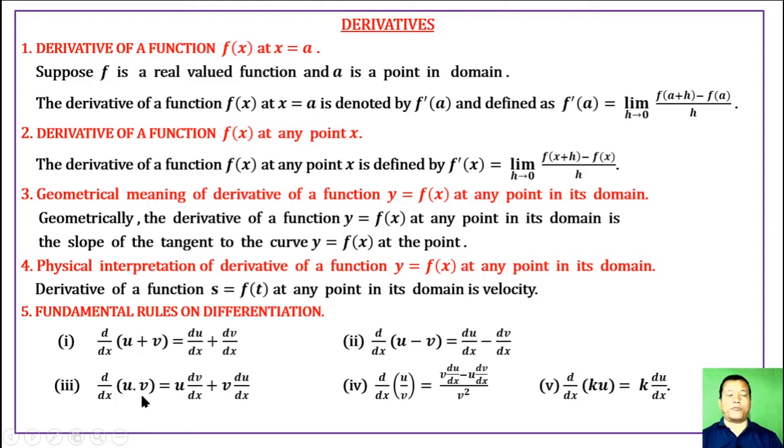Rule 3: derivative of product of two functions is first function into derivative of second function plus second function into derivative of first function. Rule 4: derivative of quotient of two functions is v into du by dx minus u into dv by dx, by v square. Rule 5: derivative of constant into a function is constant into derivative of the function.